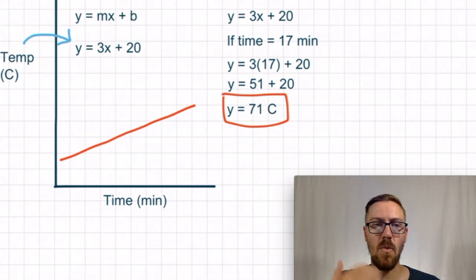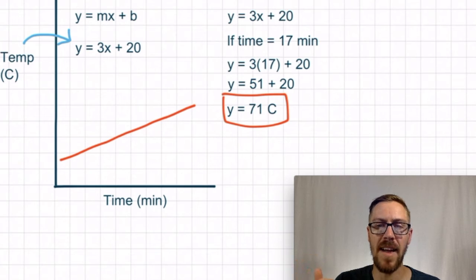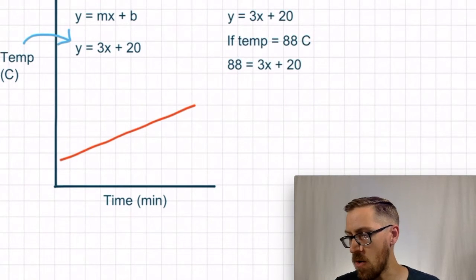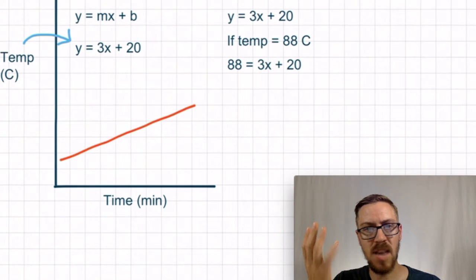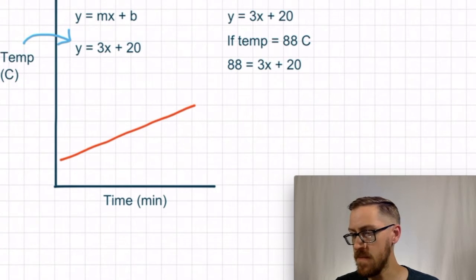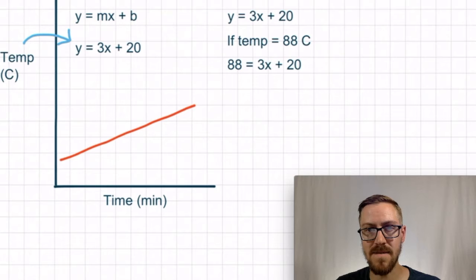This time I'll give you a y, which is temperature, and you have to use a little bit of algebra to work your way back to find the number for x, which is time. Let's say I wanted to know at what time we get to 88 degrees Celsius. How long would it take me to get to 88 degrees Celsius? Well, since that's a y number, I would plug it in for the y in the equation. So I put the 88 where the y is.